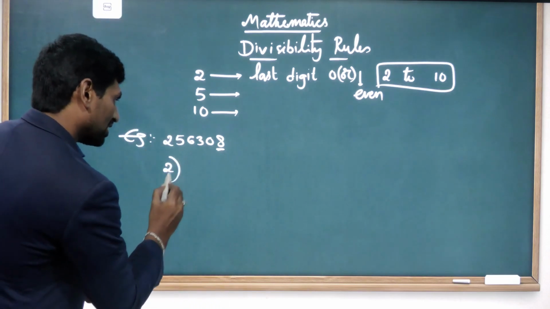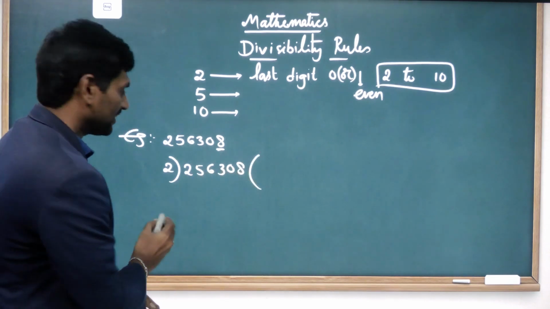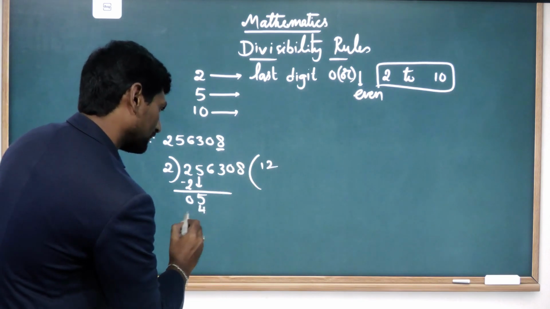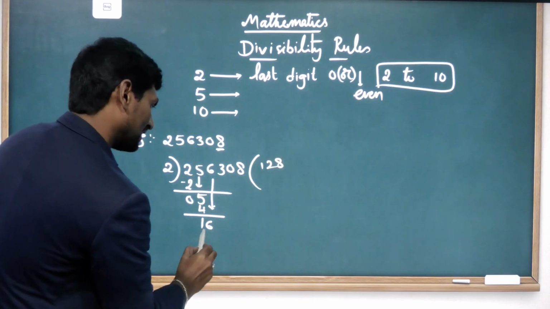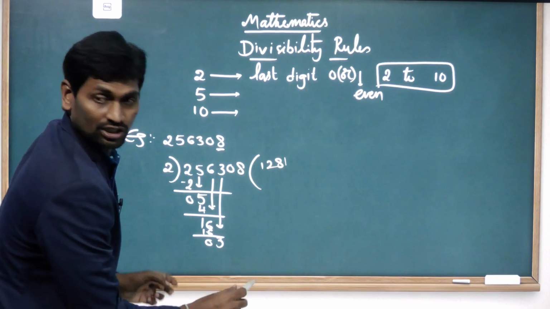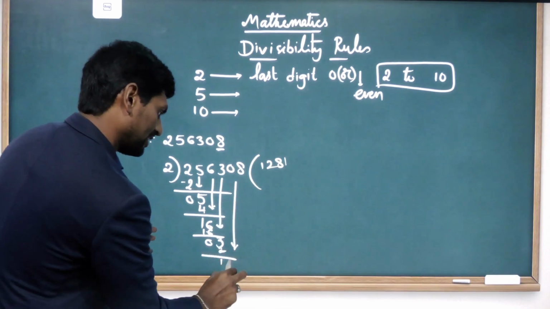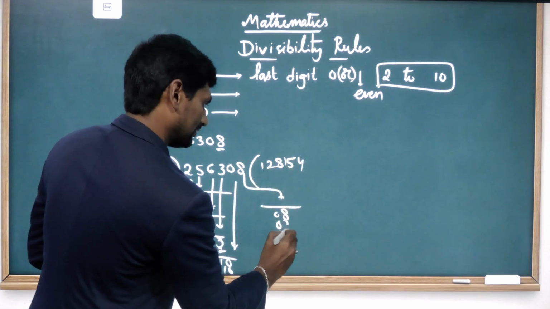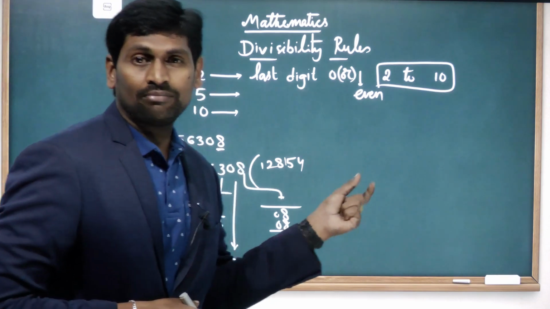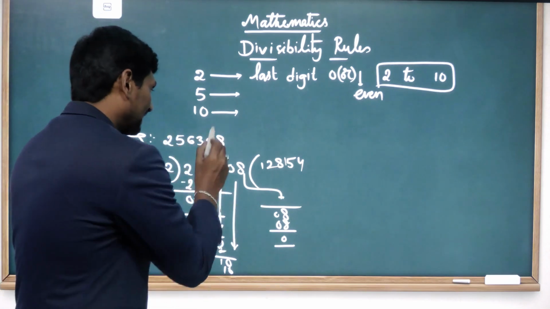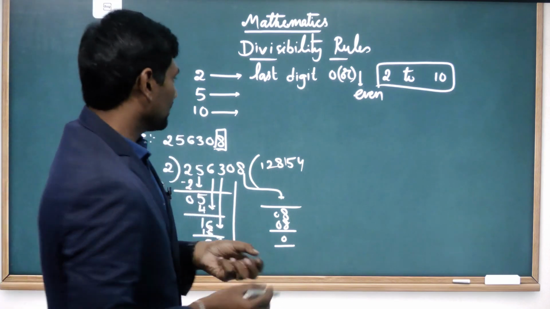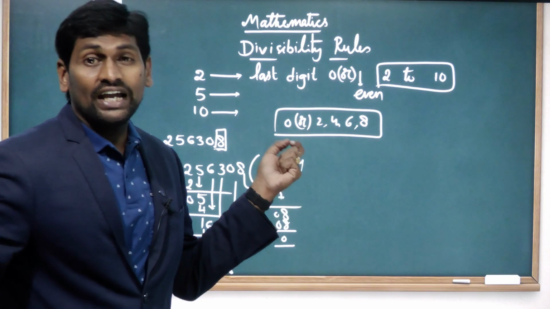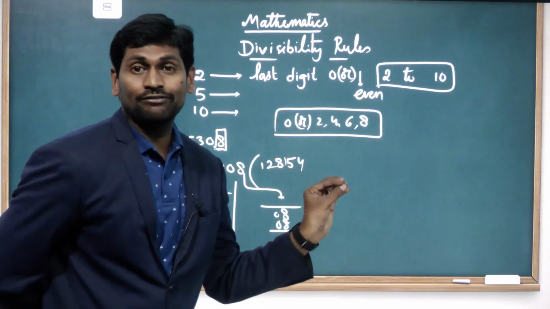Let us check by common division. 2 ones are 2. 0 remainder, 5 carry down. 2 twos 4. 1 remainder, 6 down. 2 eights are 16. 0 remainder, again 3. 2 ones are 2. Again 0, down 2. 2 fives, and the continuation part 8, 2 fours are 8. That means without leaving any remainder, the given number is divisible by 2 table because it is ending with the digit 8. 8 is an even number. Or in the place of 8, you can see 0, 2, 4, 6, 8. If you see any one of these digits in its units place, we can say the entire number will be divisible by 2 table.